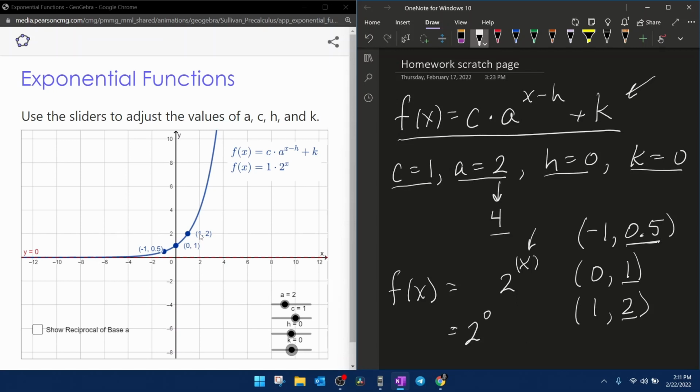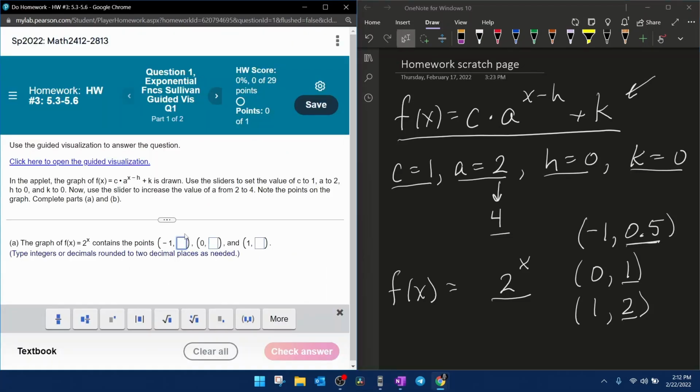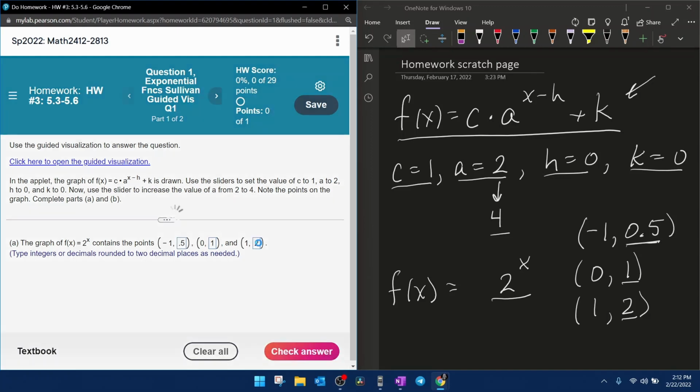Next, 2 to the 0 power. Remember, anything except 0 to the 0 power is going to be 1. And then 2 to the first power. Anything to the first power is itself. So that will give us our 2. And that's the way you can get those ordered pairs algebraically, by doing plug and play into the function. All right, so plugging into our MyLab math, negative 1 is 0.5, 0 was 1, and 1 was 2.